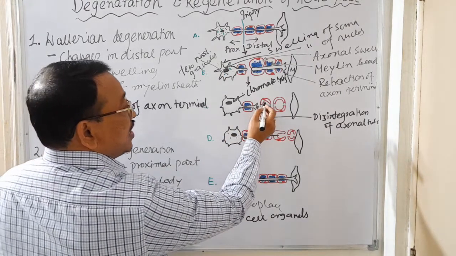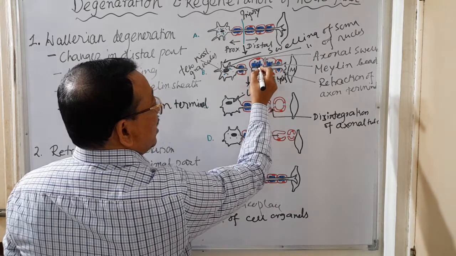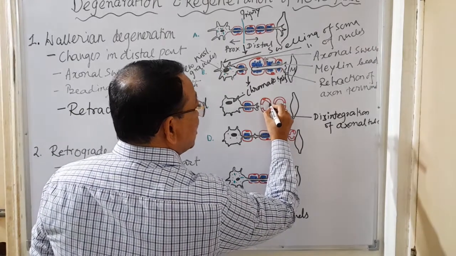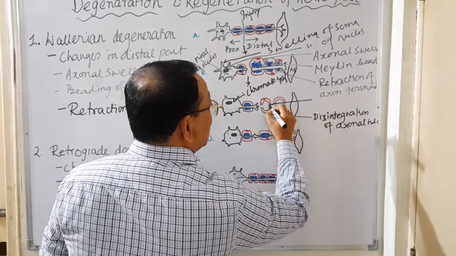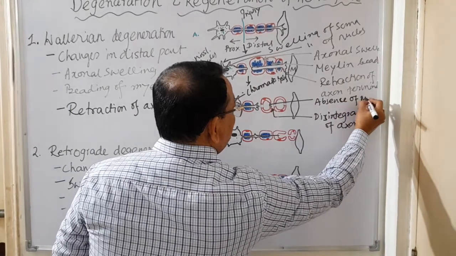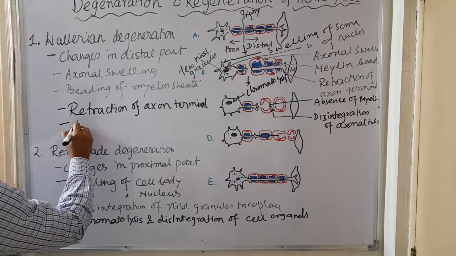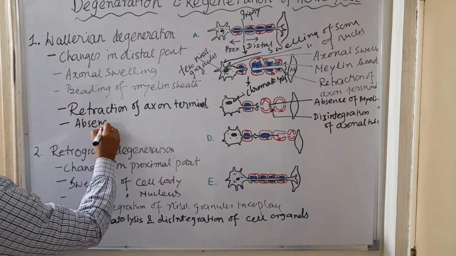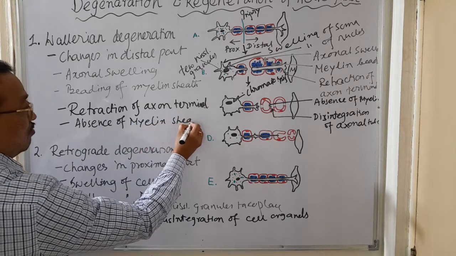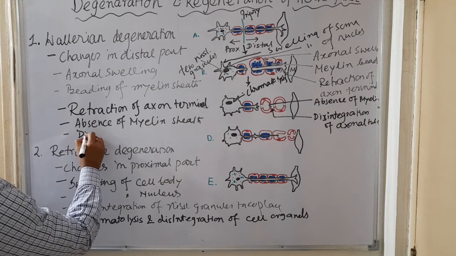Secondly, there is a disappearance of the myelin. Here you see no myelin sheath is there. Here myelin beading was there, but now there is no myelin sheath. So there is an absence of the myelin sheath, and also the disintegration of the axon.